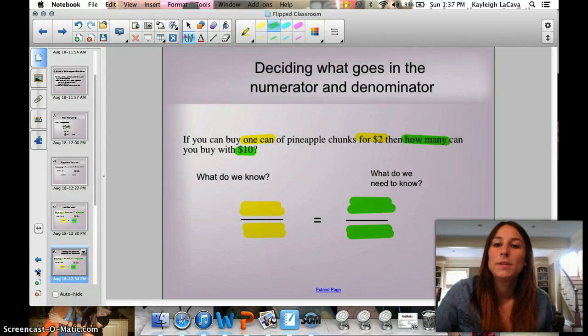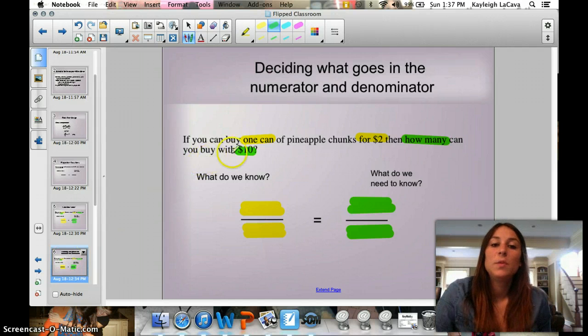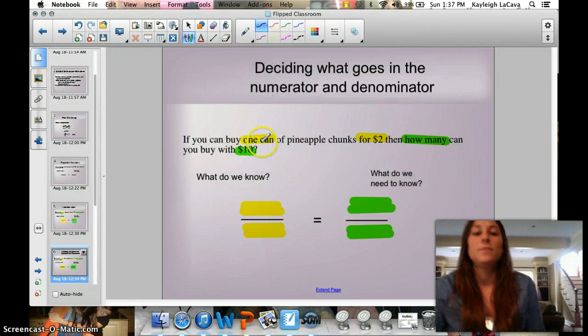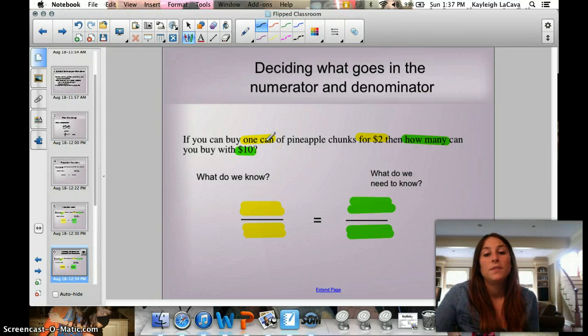So now we need to decide what goes in the numerator and what goes in the denominator. So looking at just the yellow portion of our highlighting, we have if you can buy one can of pineapple chunks for $2. So what do we know? We know that we have cans and dollars. Now we need to decide what goes where. I'm going to circle cans and label it with a T because I want to put that on the top. I'm going to circle dollars and label that with a B because I'm going to put that on the bottom.